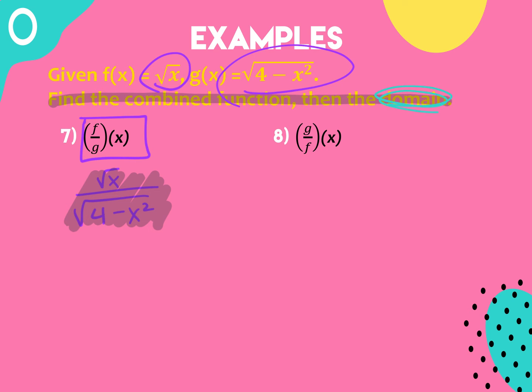So what are our domain restrictions? What are we looking for? What are the 3 cases where it's not all real numbers, Samuel? So there's a square root in the top. That has to be greater than or equal to 0.